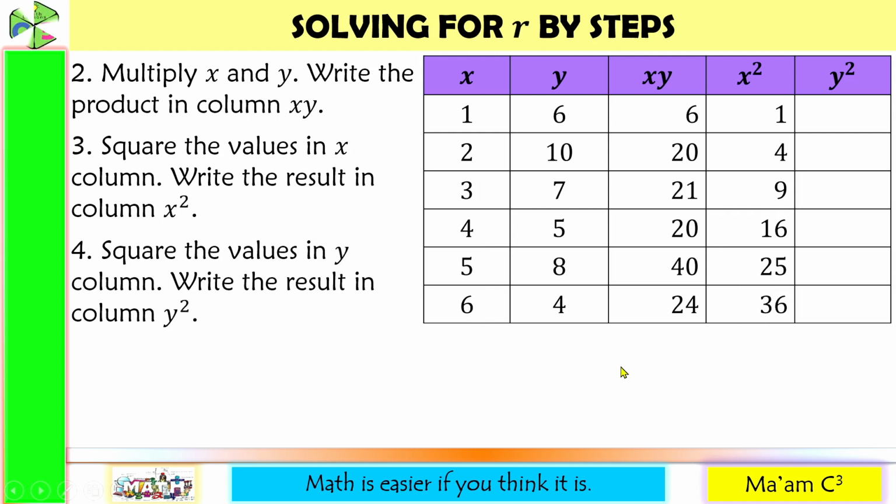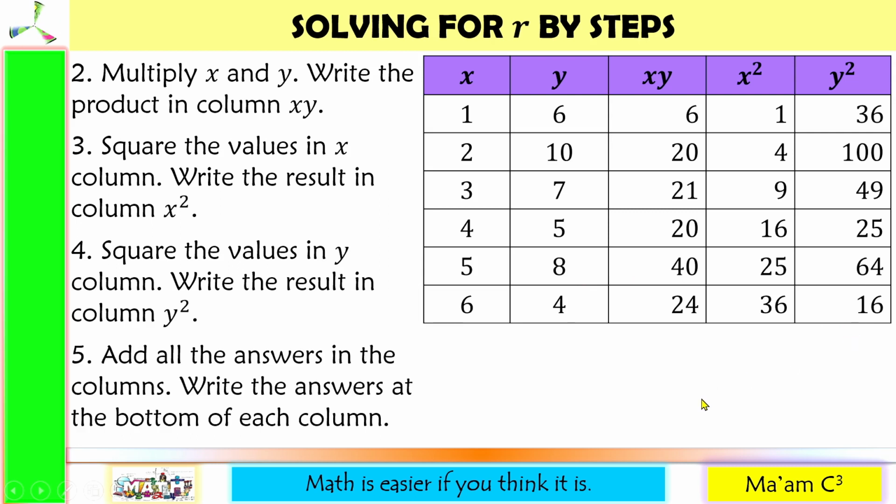Step 4, square the values in y column. Write the result in column y squared. So this time we're going to square the values in y column and write the result in column y squared. 6 squared is 36. 10 squared is 100. 7 squared is 49. 5 squared is 25. 8 squared is 64. And 4 squared is 16.